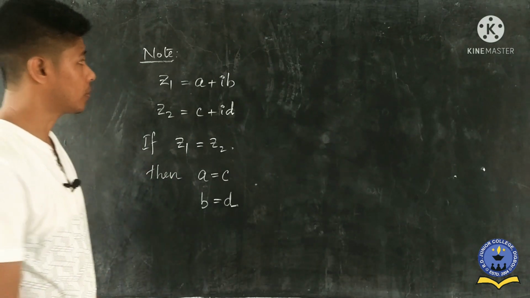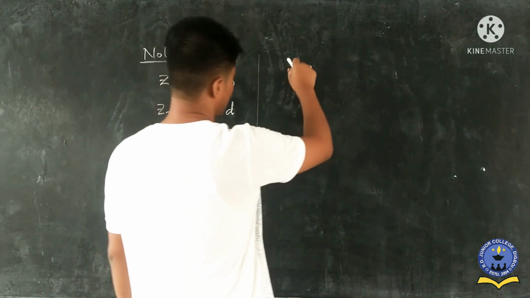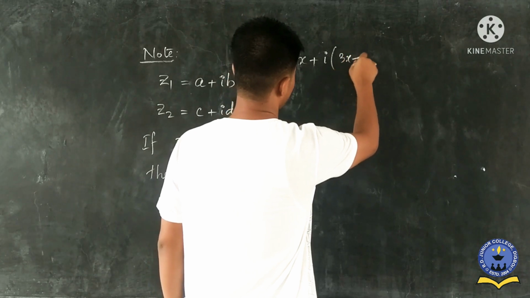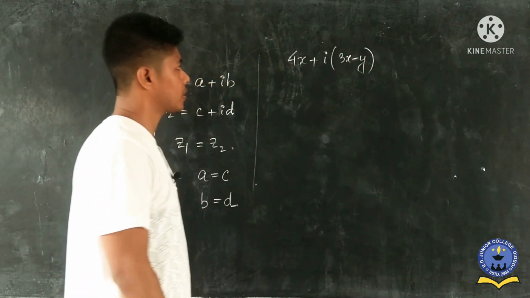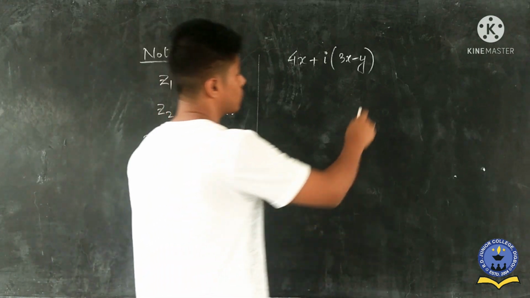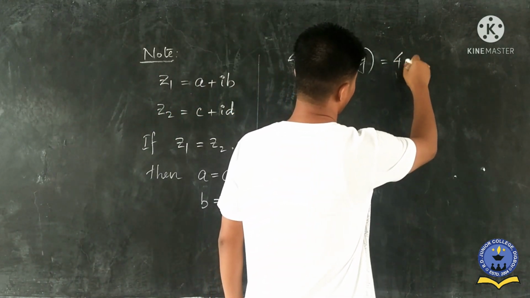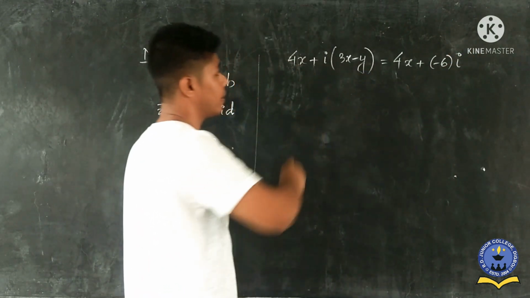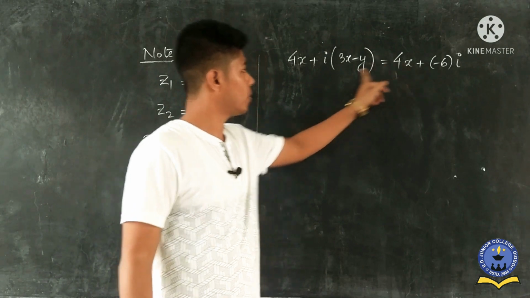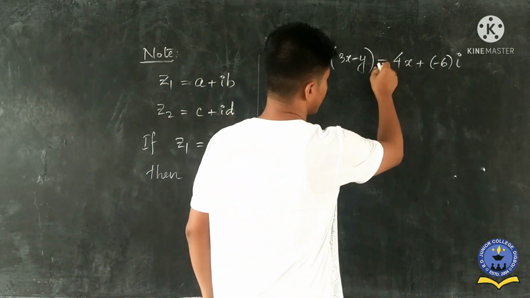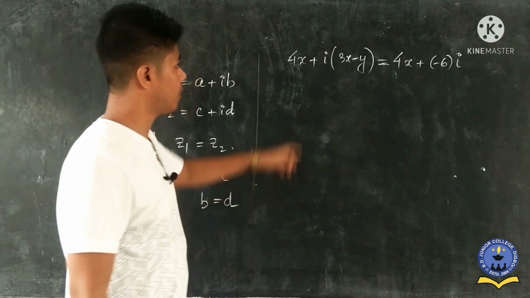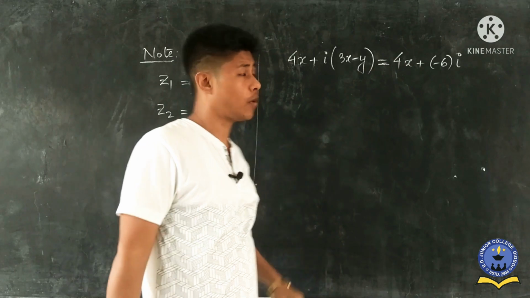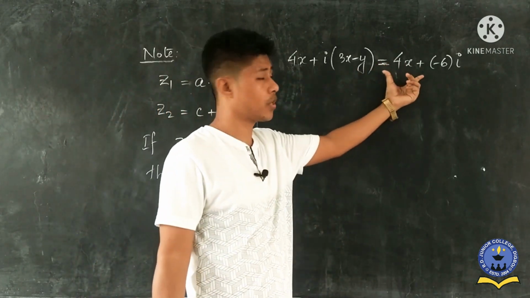Suppose a question is given to you: 4x plus I into (3x minus y) equals, for example, 4x plus minus 6 into I. Already given here, you see, these two complex numbers are equal. So here already these two complex numbers are given equal.